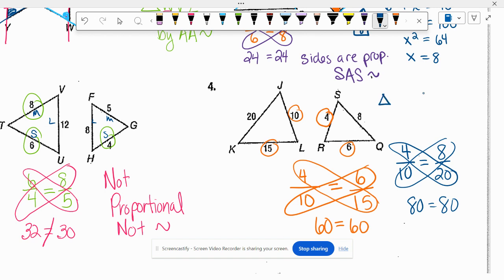So triangle SRQ, you said you wanted to do, is similar to, how are you going to name the other triangle? So you went through the small side, through the medium side, through the small side, through the medium side. Do you see that? So it's not JKL, but it's JLK by side, side, side similarity.